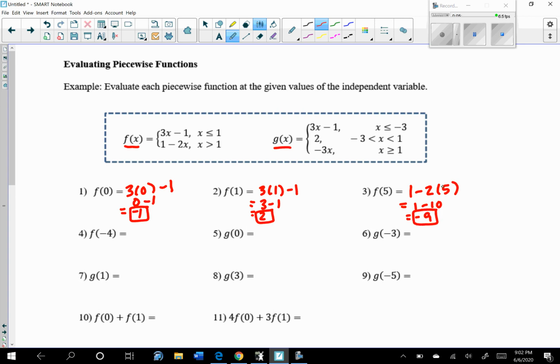So why don't you go ahead and pause the video and see if you can do the rest of the equations, and then when you're finished, unpause and we'll take a look at your solutions.